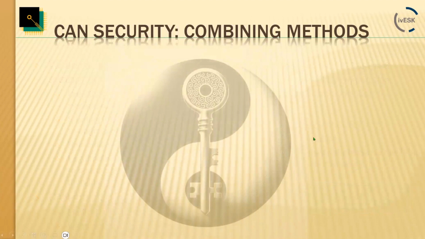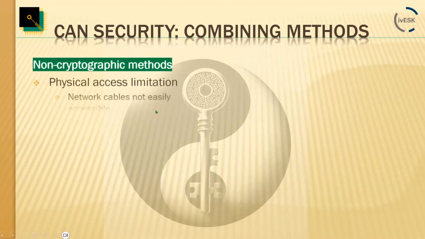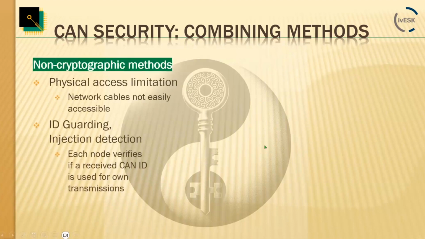When it comes to CAN, one of the important things is that the security needs to be a combination of methods. There's not a single solution that will cover all our security needs. We always, again, have to look at the bigger picture and do a combination of multiple things. And the big two groups that I would like to show here are the non-cryptographic methods, and obviously the cryptographic methods coming in a little while here.